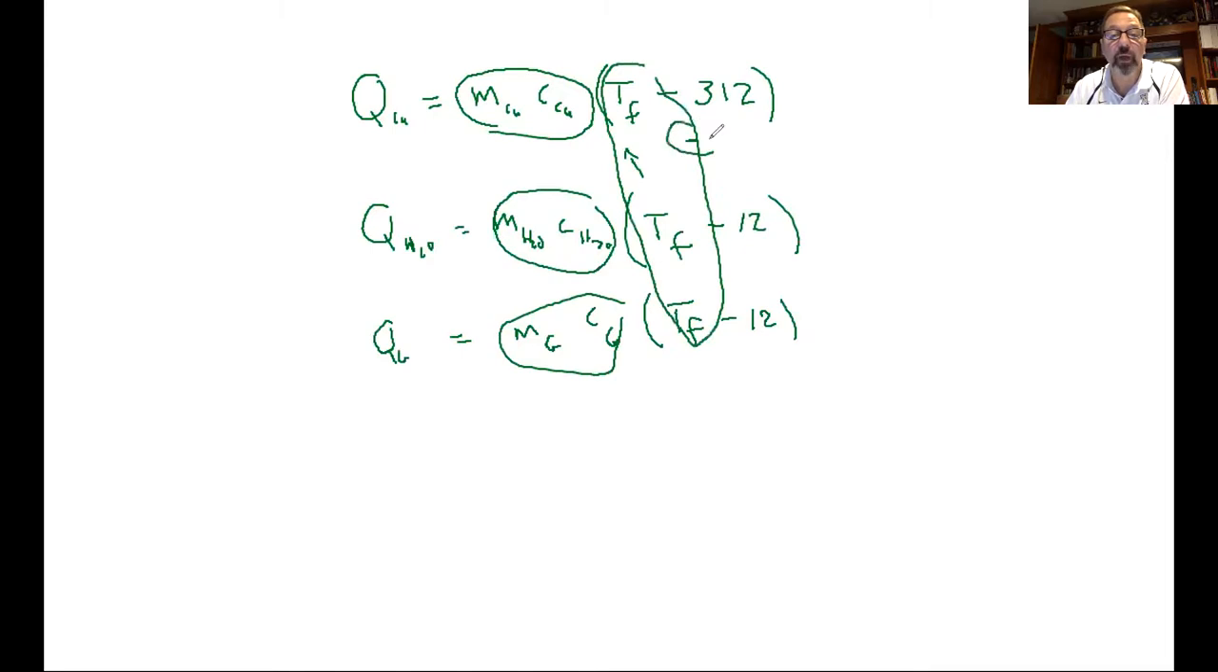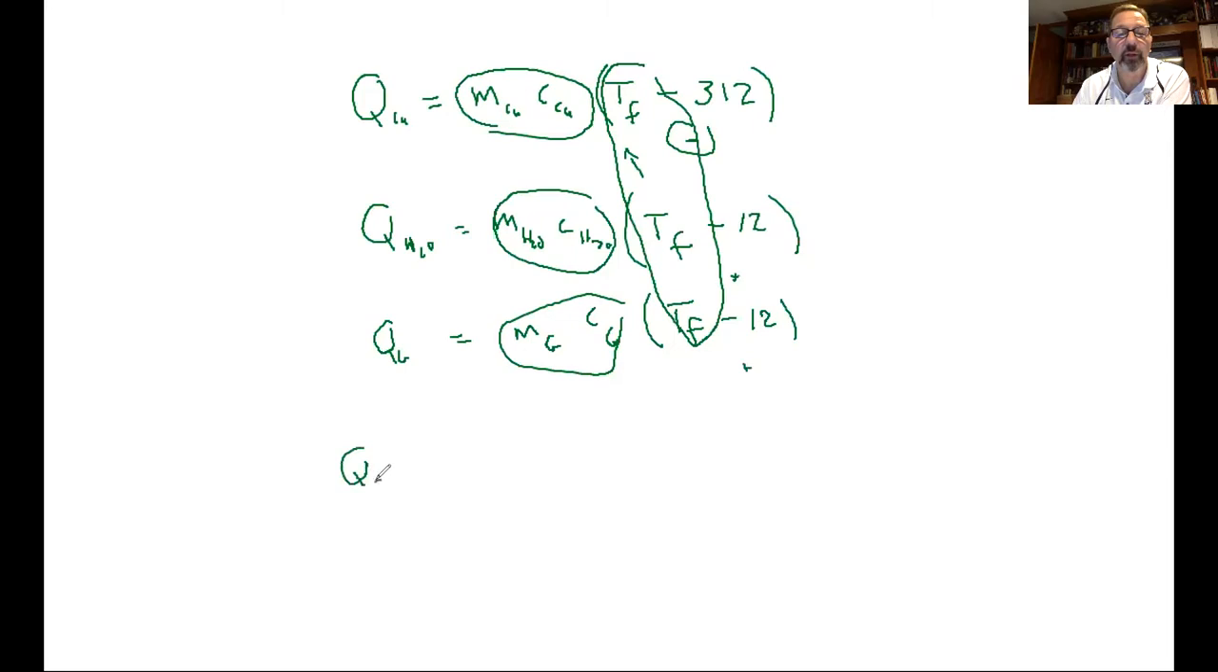Now, the reason this one's negative is because the final temperature is going to be less than 312. These two are positive because I expect the final temperature is greater than 12. I expect these two things, the water and the glass, are going to heat up. And so my expectation is that the final temperature will be greater than 12. And so this becomes a positive number and this becomes a positive number. But you don't have to worry about that right now. What you have to worry about is putting these all together, okay?